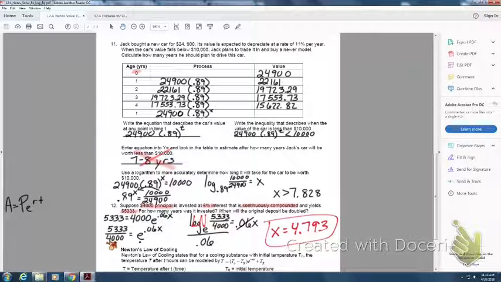Coach Howard, you created the note. Number 13 is terrible.